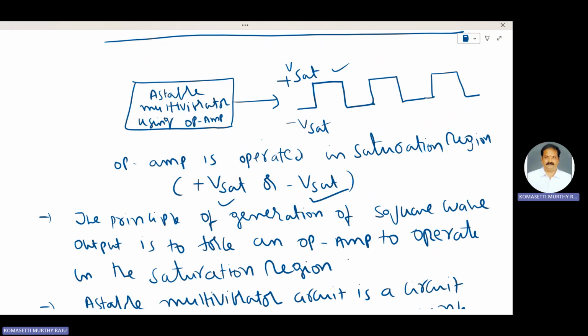Quasi means virtual states, continuously changing. At one time, the astable multivibrator is at plus Vsat. At another time, it is at minus Vsat, like that.